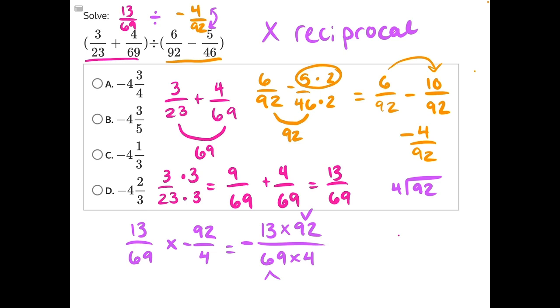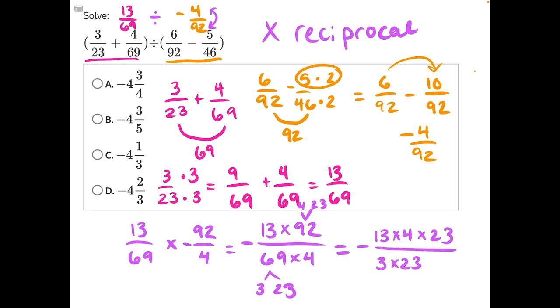4 goes into 9 2 times. That would be 8. When we subtract, we're left with 1. Then we bring down 2, and 4 goes into 12 3 times evenly with no remainder. So that means that 92 can be split into 4 times 23. And all the way back from here, we remember that 69 can be split into 3 times 23. So now, here's what our equation looks like. We have a negative 13 times 4 times 23 over 3 times 23 times 4.